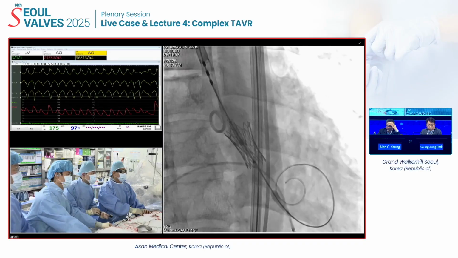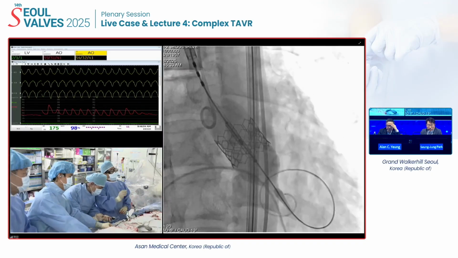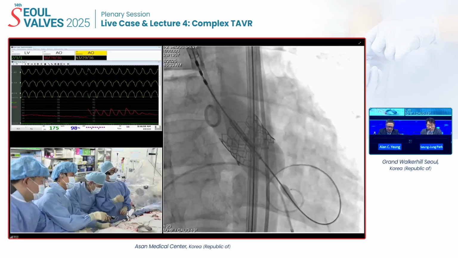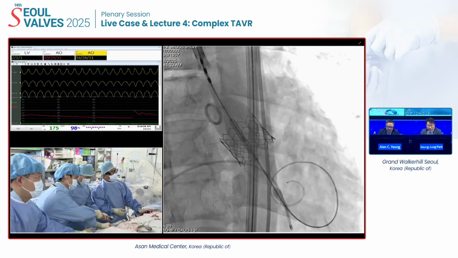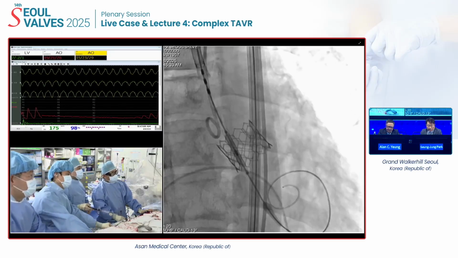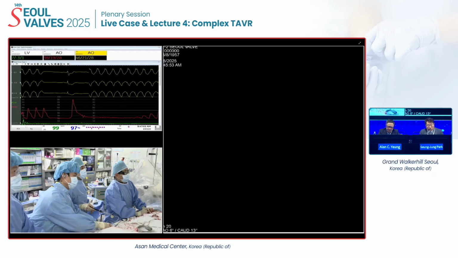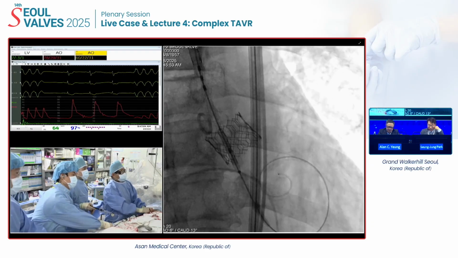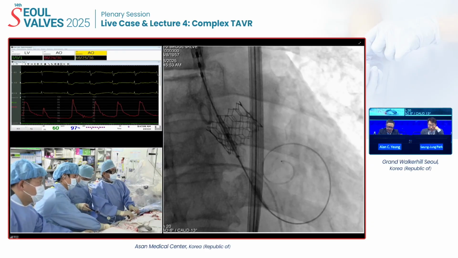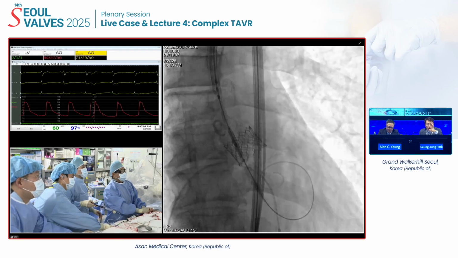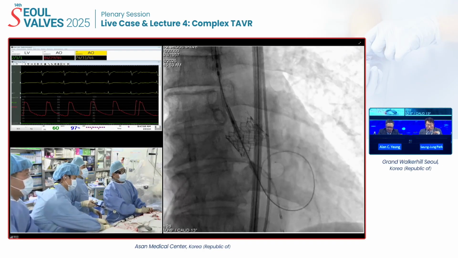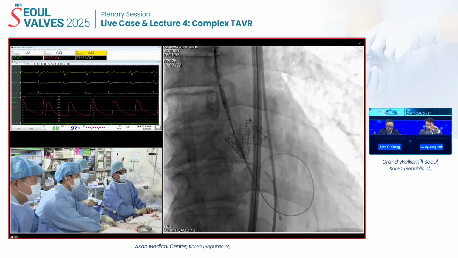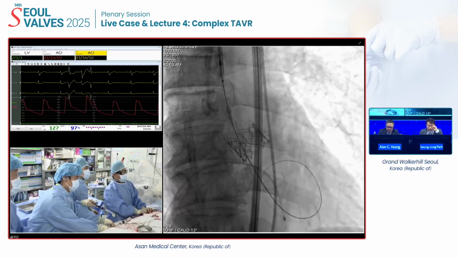Inflation. Okay. 1, 2, 3, 4, 5. Deflation. Pacing off. Perfect. Okay, almost done. 23, remove. 2 cc on the floor. 1 cc. One cc. Off.